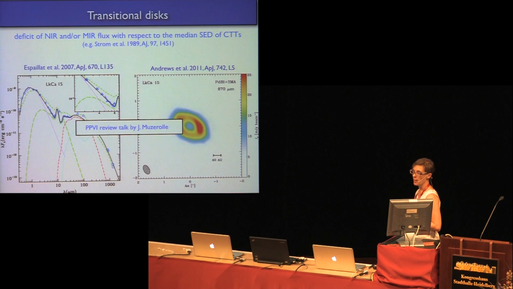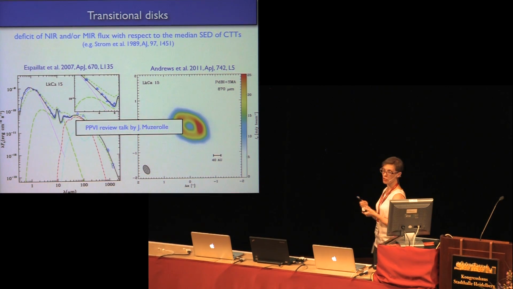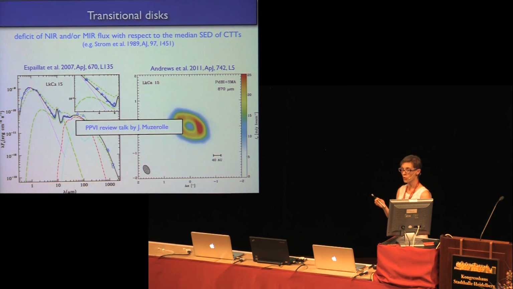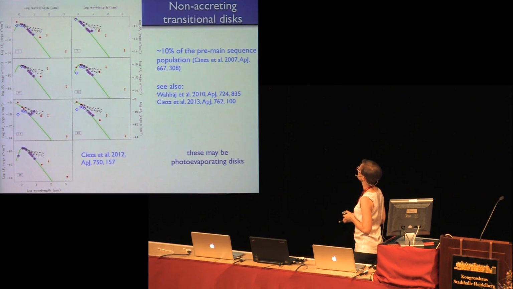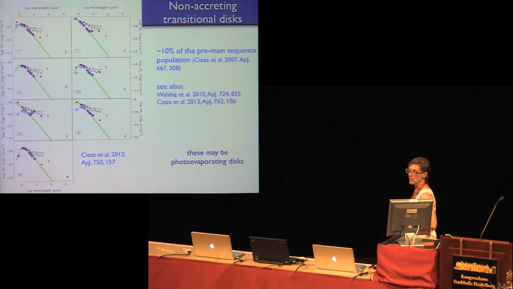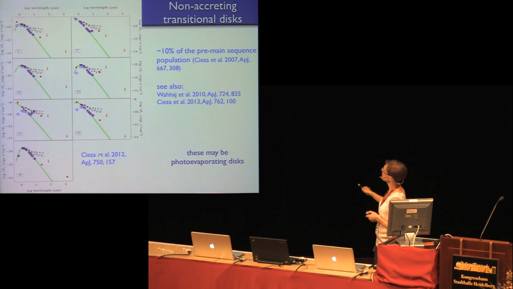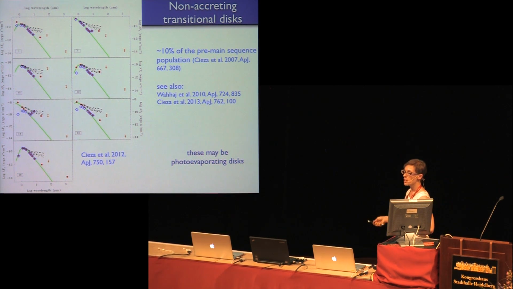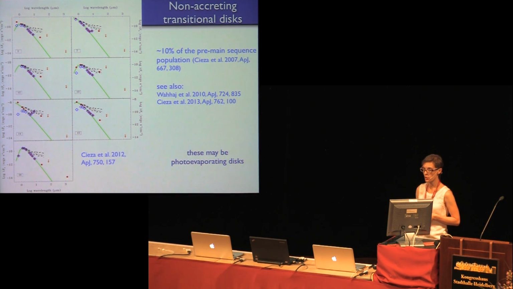There will be much more in the next review talk about transitional disks, so I don't want to tell you more about this, but I want to point out two different categories which are relevant for disk dispersal. First of all, there is the category of non-accreting transitional disks. Some of the spectral energy distributions for this sample are shown here. This is the work of Cieza and collaborators. They found that these objects are about 10% of the pre-main sequence population.